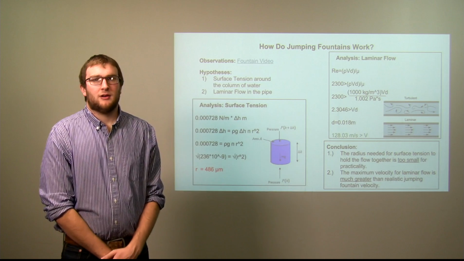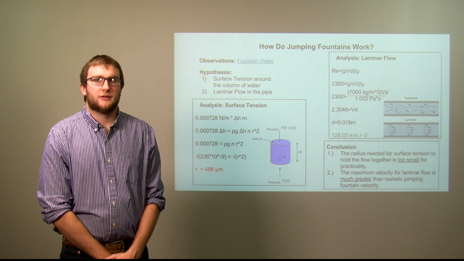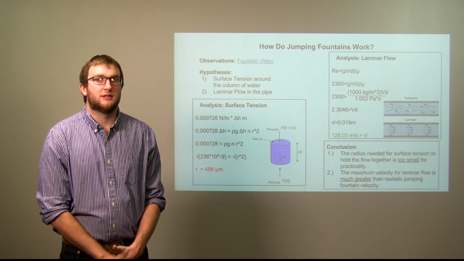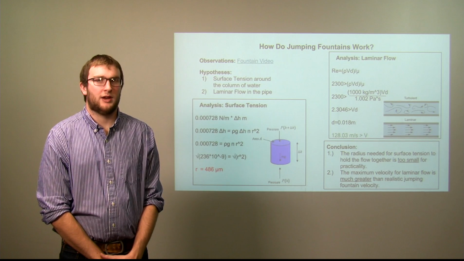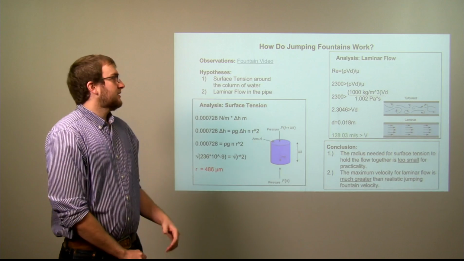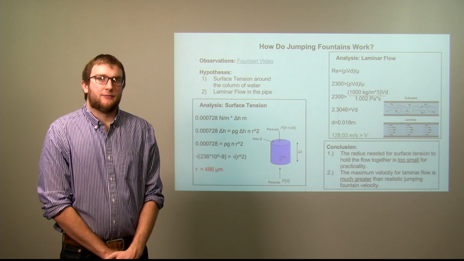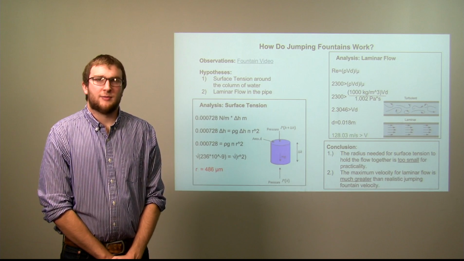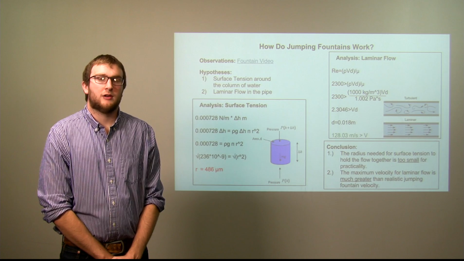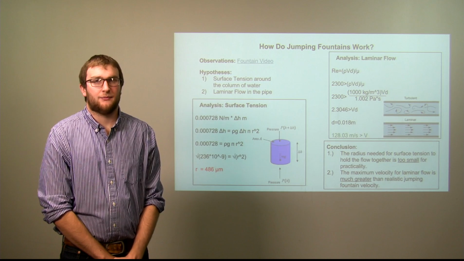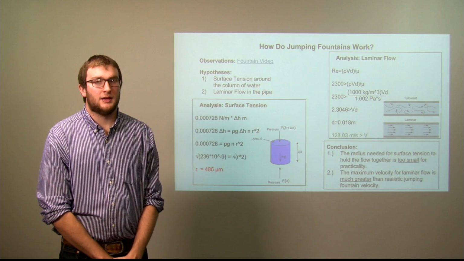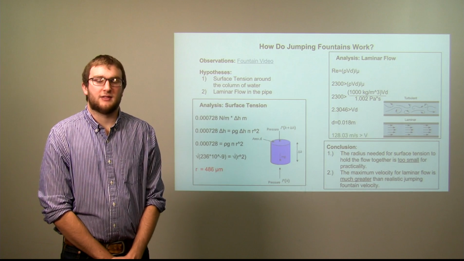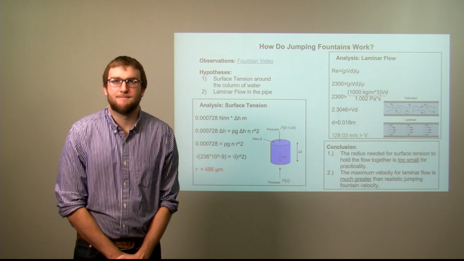To get the diameter of the jumping fountain nozzle, we searched for common design parameters of these fountains, and found the most common jumping fountain nozzle diameter to be 0.018 meters. Now, doing this calculation and solving for velocity, we found the velocity that would allow for laminar flow is anything less than 128.03 meters per second. This number makes much more sense than a radius of 486 micrometers and is a plausible explanation for the science behind jumping fountains.